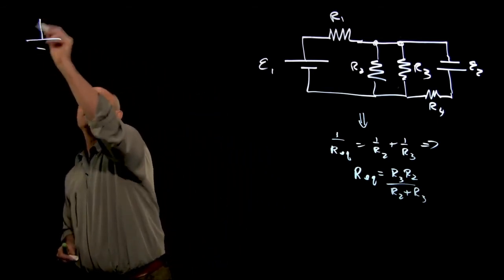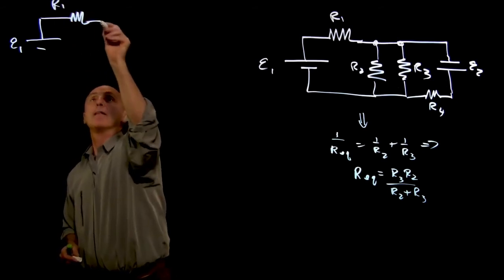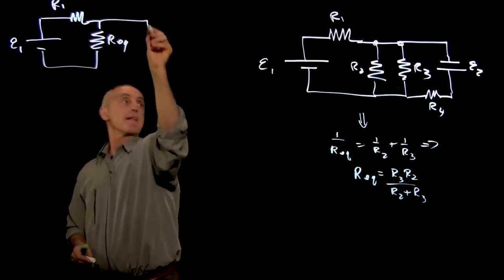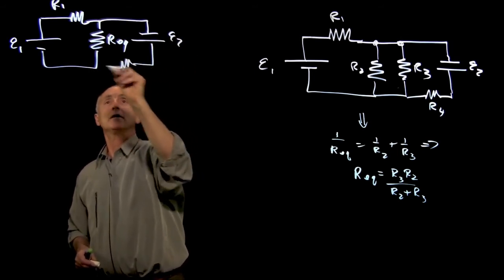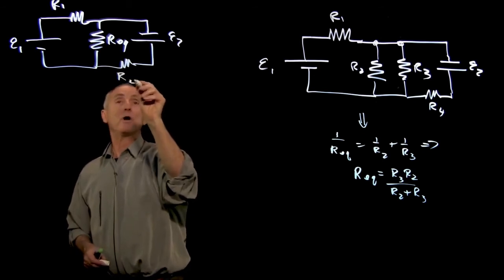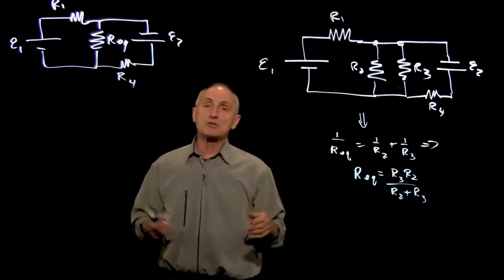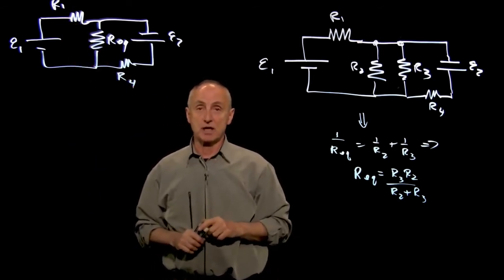It looks like an EMF, R1, R equivalent, the second seed of EMF, E2, and the resistor R4. Now, at this point, you might ask, well, why can't we just say that R1 and R4 are in series?